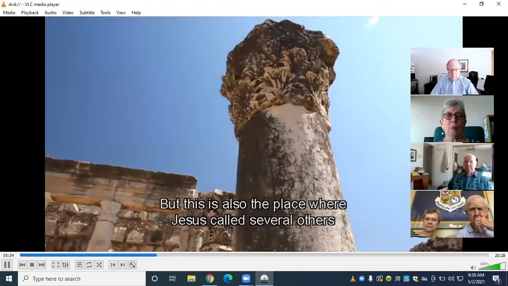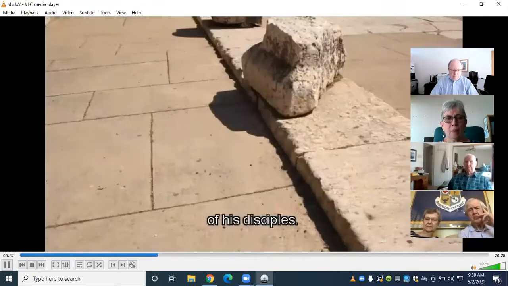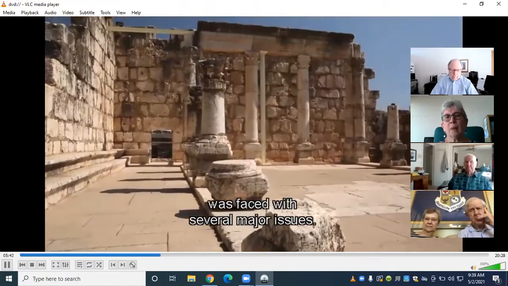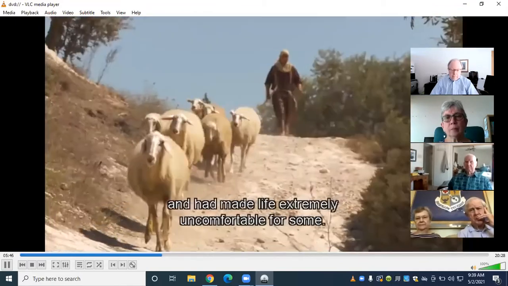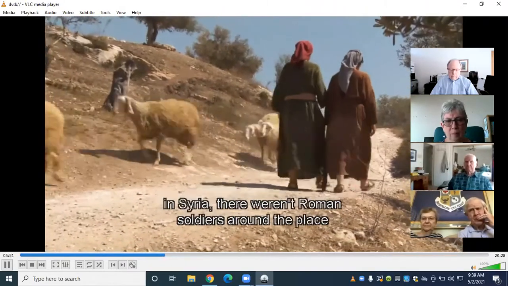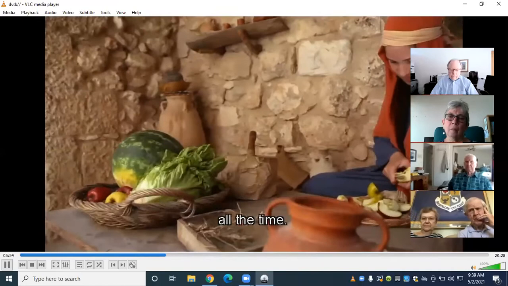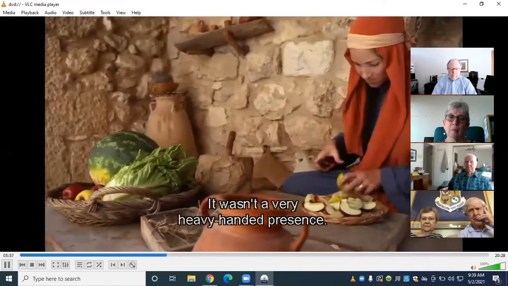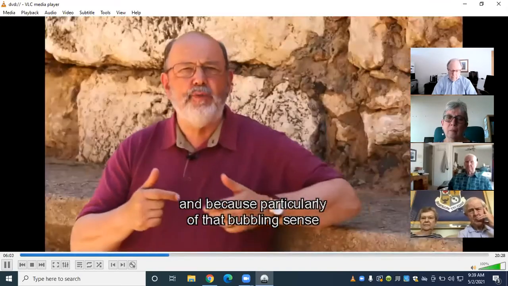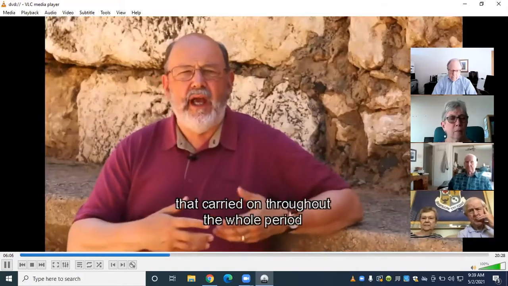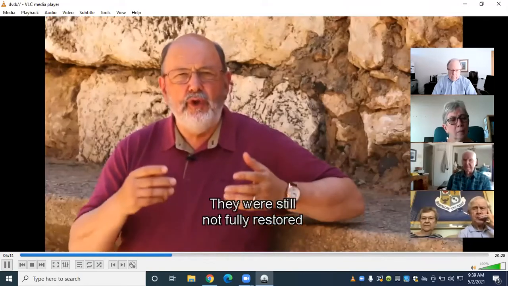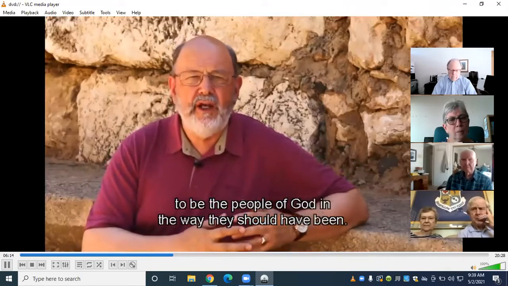But this is also the place where Jesus called several others of his disciples. Now, a community like this in the first century was faced with several major issues. Rome had come in nearly a century before and had made life extremely uncomfortable for some, although since the main garrison was stationed north of here in Syria, there weren't Roman soldiers around the place all the time. It wasn't a very heavy-handed presence, but everyone was aware of it, not least because of economic taxation reasons, and because particularly of that bubbling sense that carried on throughout the whole period, that something was wrong, something was amiss. They were still not fully restored to be the people of God in the way they should have been.